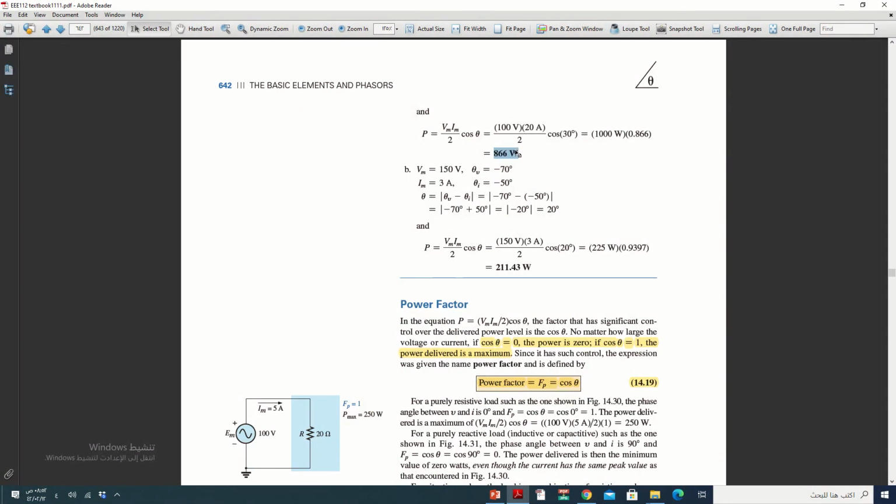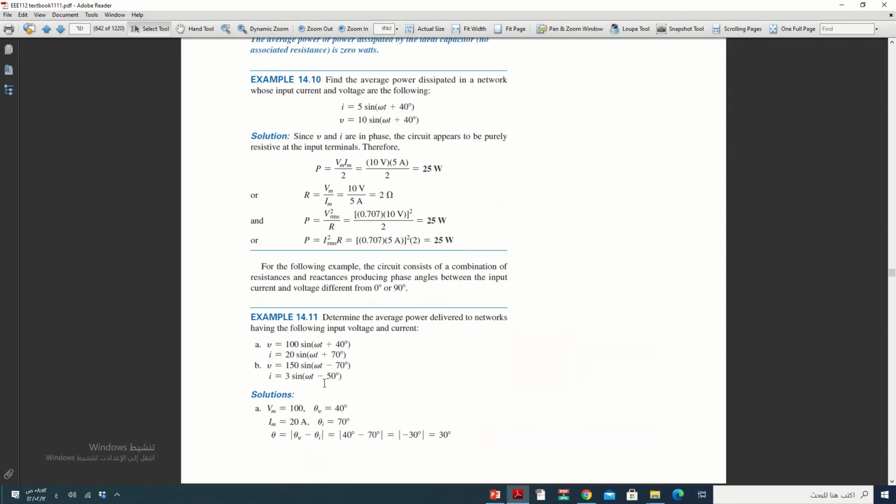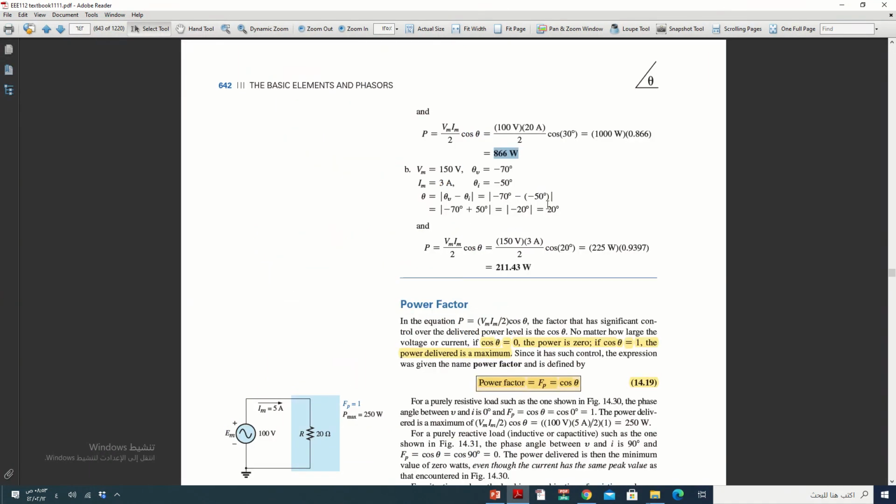It will become 866. Similarly, in this formula, 70 minus 50 becomes 20. So cosine 20 multiplied by peak by peak divided by 2 is the answer.